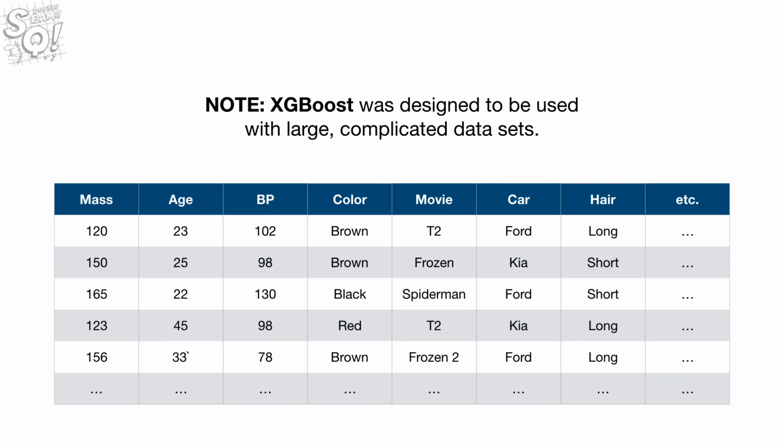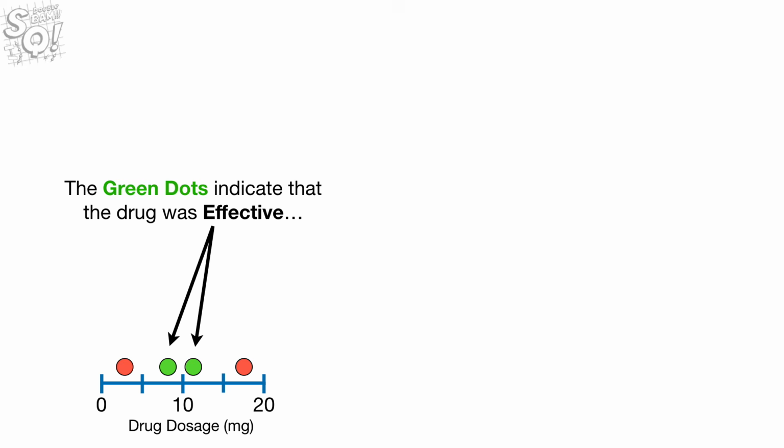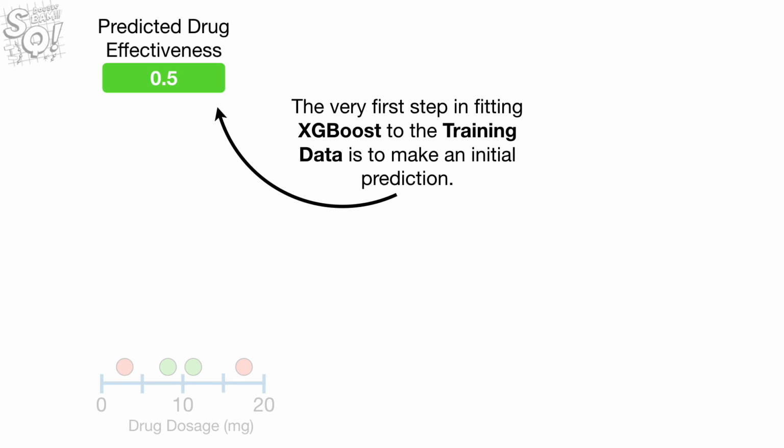Note: XGBoost was designed to be used with large, complicated datasets. However, to keep the examples from getting out of hand, we will use this super simple training data consisting of 4 different drug dosages. The green dots indicate the drug was effective, and the red dots indicate that the drug was not effective. The very first step in fitting XGBoost to training data is to make an initial prediction.